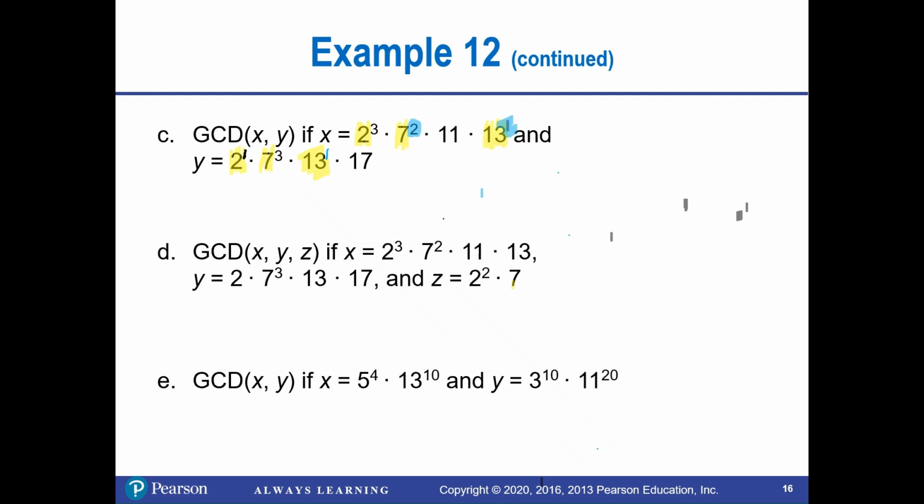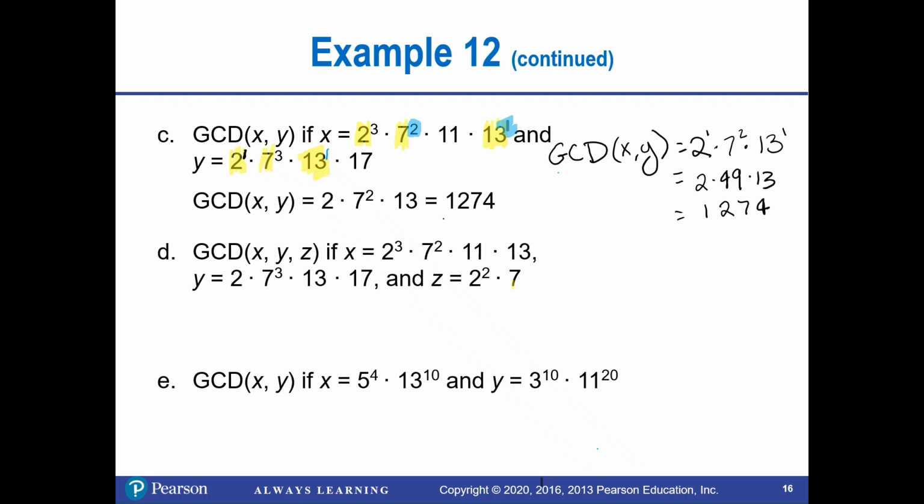So the greatest common divisor of x and y would be 2 to the first power times 7 squared times 13 to the first power. Multiply out and we see it would be 2 times 49 times 13, which is 1,274.